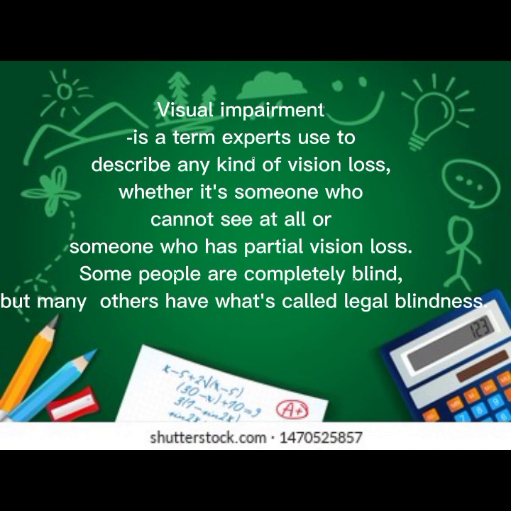Visual impairment is a term experts use to describe any kind of vision loss, whether it's someone who cannot see at all or someone who has partial vision loss. Some people are completely blind, but many others have what is called legal blindness.